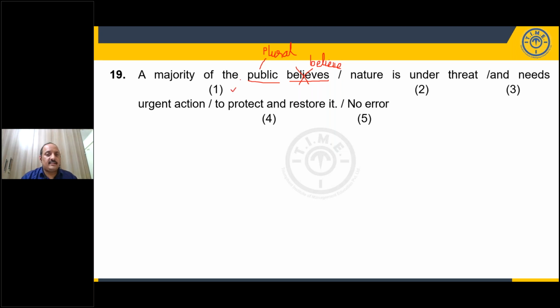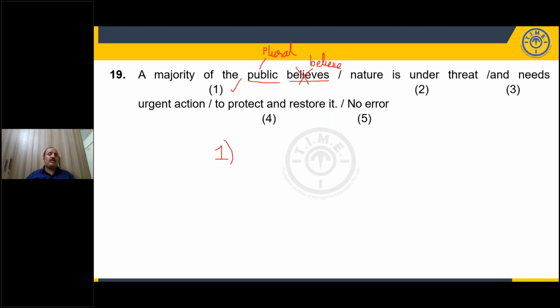There's definitely an error in part number 1. The corrected sentence is: a majority of the public believe nature is under threat and needs urgent action to protect and restore it. So definitely option number 1. So with this, guys, I come to an end to the error spotting part. Now we'll move to the phrase replacement questions. But error spotting, that's the whole thing.